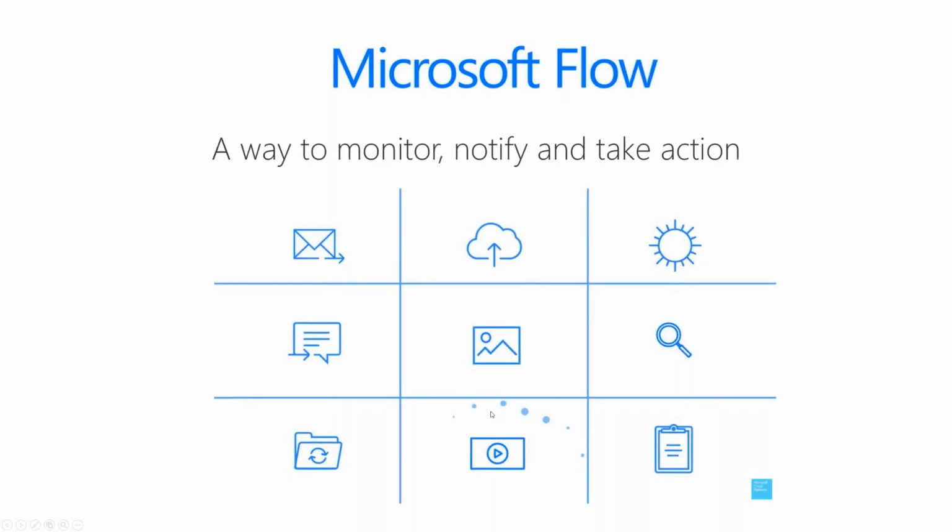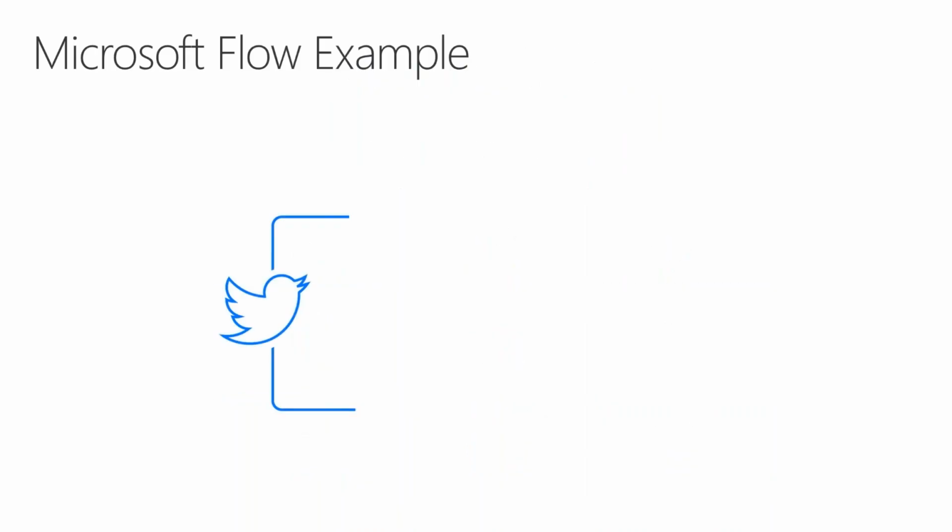So another example of something you can use is called Flow. And Flow is kind of nice because it's a nice way to monitor or be notified of something that's out there and potentially take action. So what do I mean by that? A really good example of this is they have pre-built flows that are out there. So I could set it up.